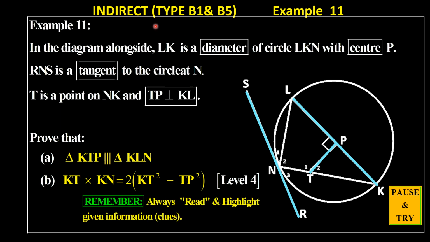It's always important that you read your given information. LK is a diameter, so you should know that P is the center, so LP is equal to PK, and we also know that LNK, or in other words N2, will be 90 degrees, angle in a semicircle. There we've got our tangent theorem, so we can apply the tangent chord theorem here, right? And that perpendicular is what we're going to need. So there we have a level 1, a type B question, which is a direct question, just proving them similar, and then we have this one following from that.